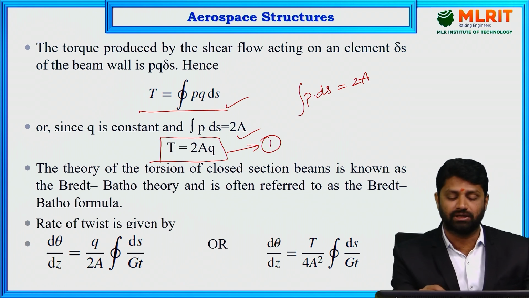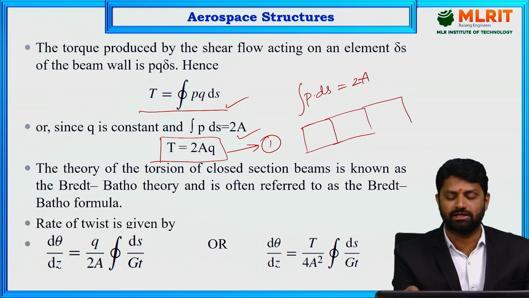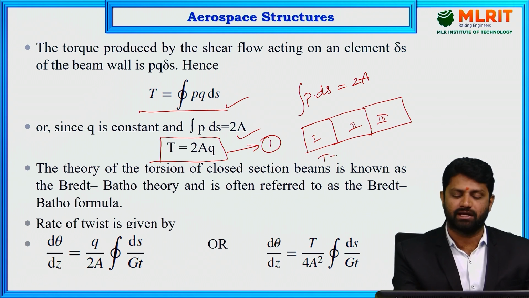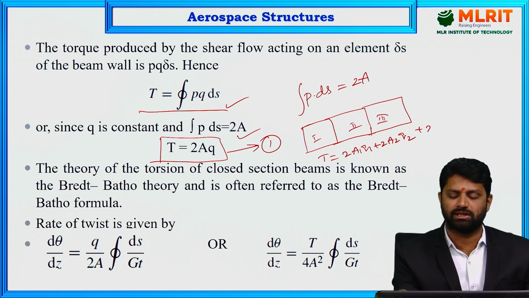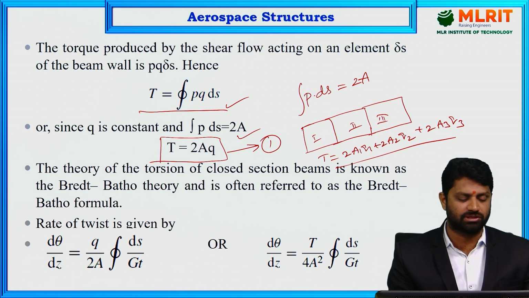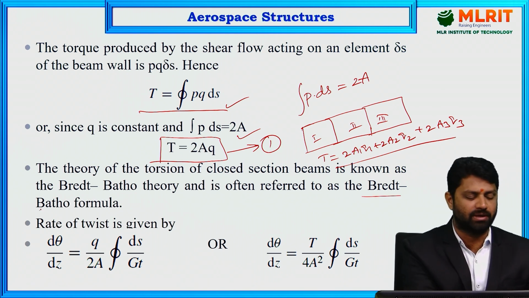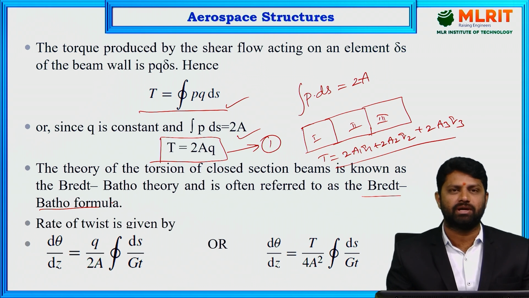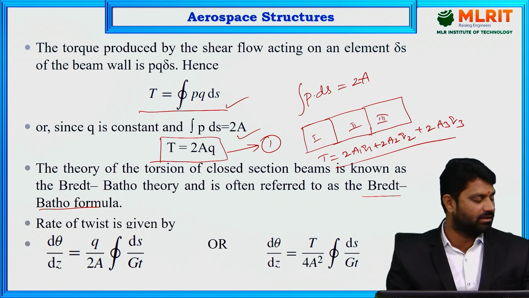This is for one arbitrary section we considered. Now if you have two cells, or three cells like cell 1, cell 2 and cell 3, then this equation can be extended: you can write it as T = 2A1q1 + 2A2q2 + 2A3q3 and so on. That is the torsion equation for closed section beams, and this theory is called the Bredt-Batho theory of torsion. T equals 2Aq is often referred to as the Bredt-Batho formula.